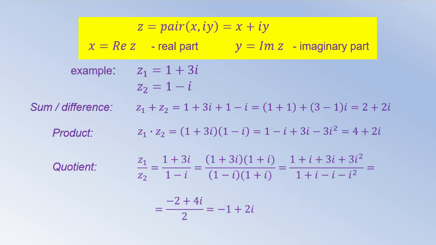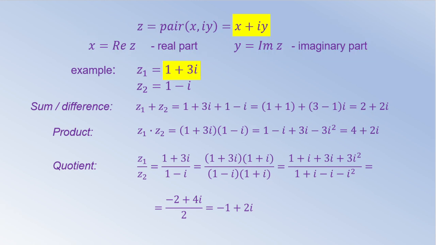In general case, a complex number z is represented by a pair of a real and an imaginary number x and iy, and is usually written as their sum, x plus iy, when notated by letters, or 1 plus 3i when notated by numeric notation.